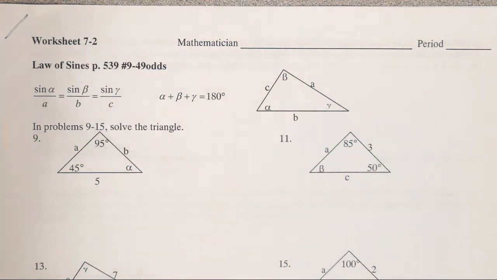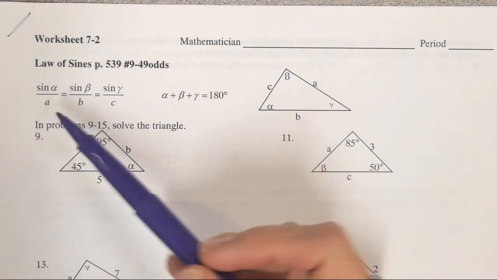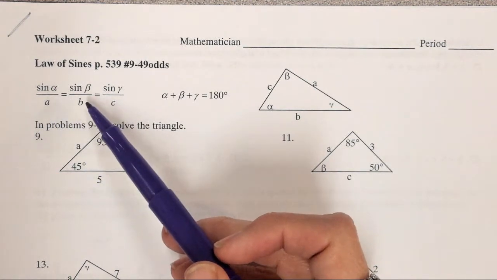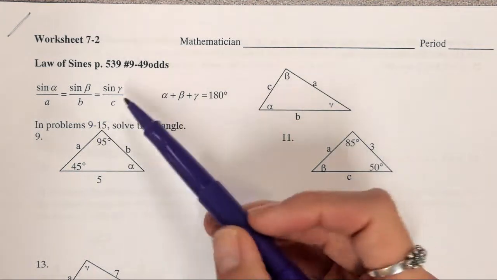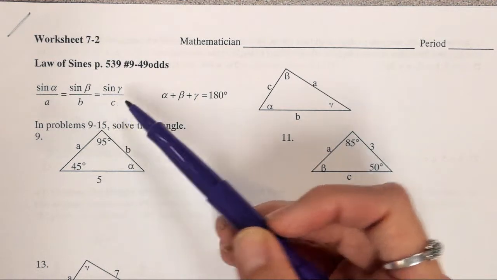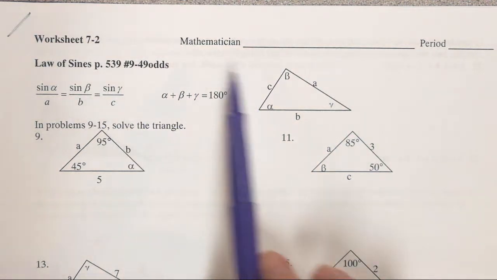It's a proportion, and the proportion says that you take the angle alpha and put it over the side A, and you can make it equal to the angle beta over the side B, and you can also make that equal to the angle gamma over side C. Triangles are still going to add up to 180.